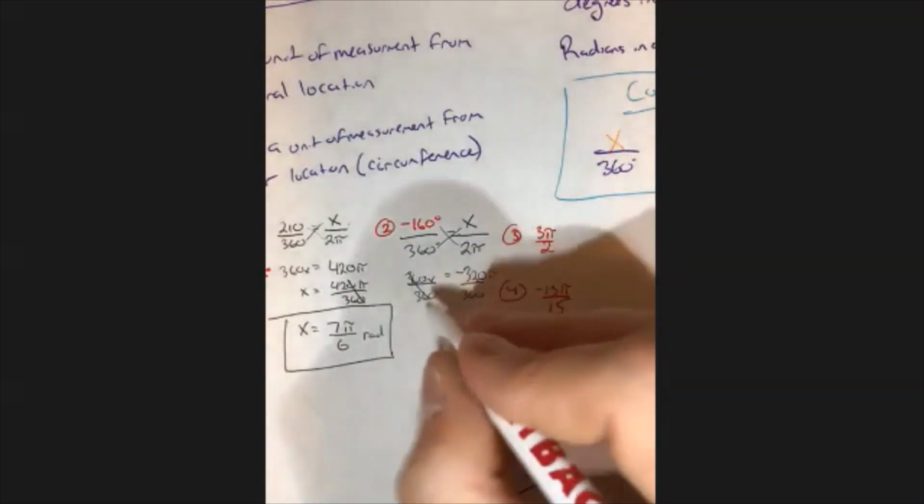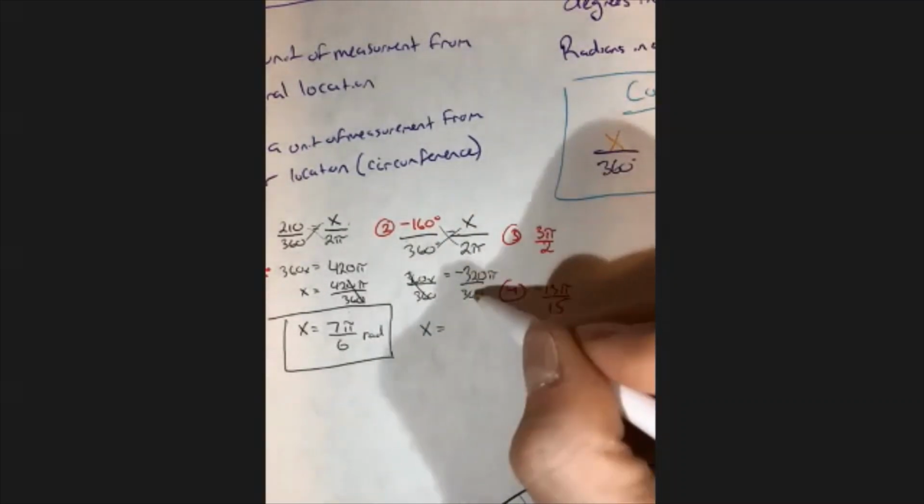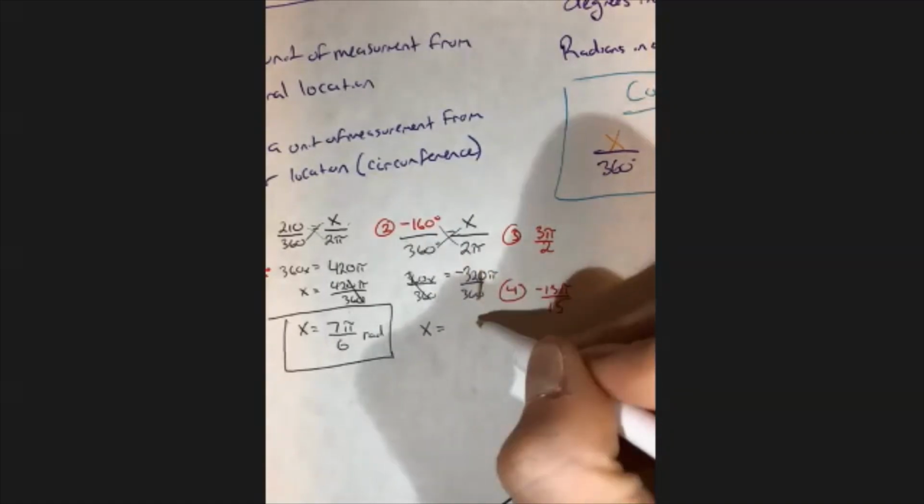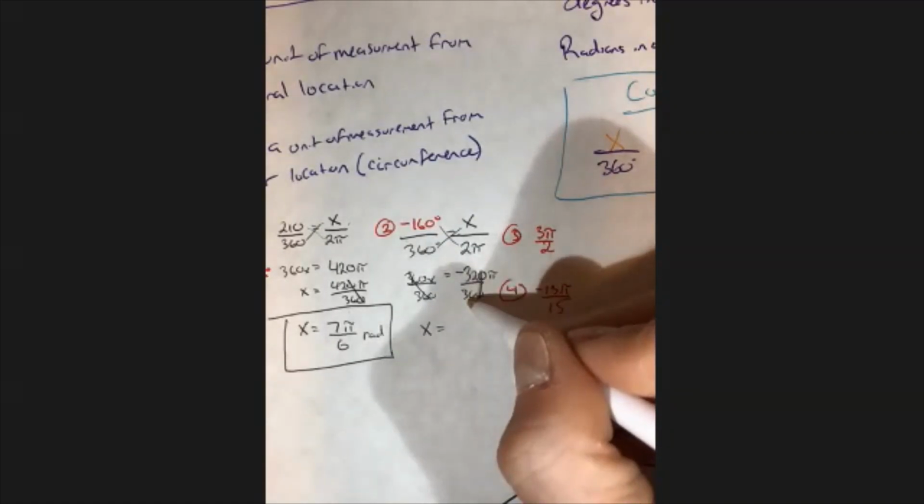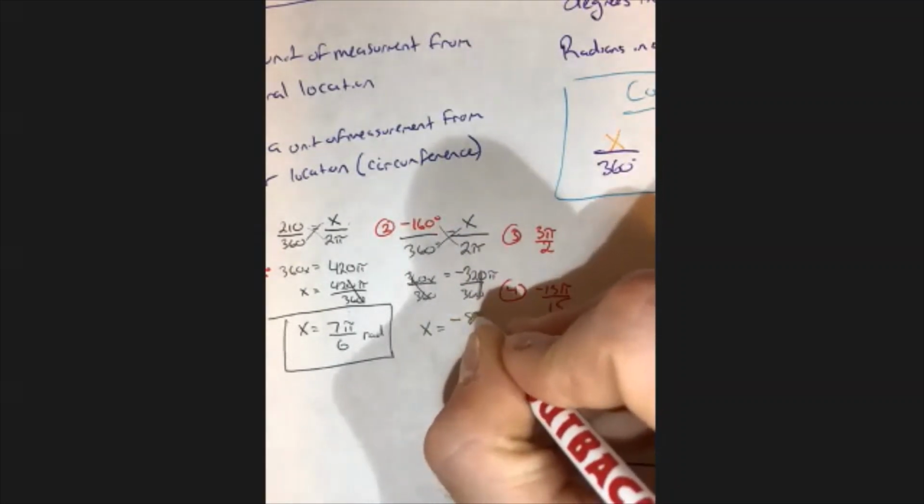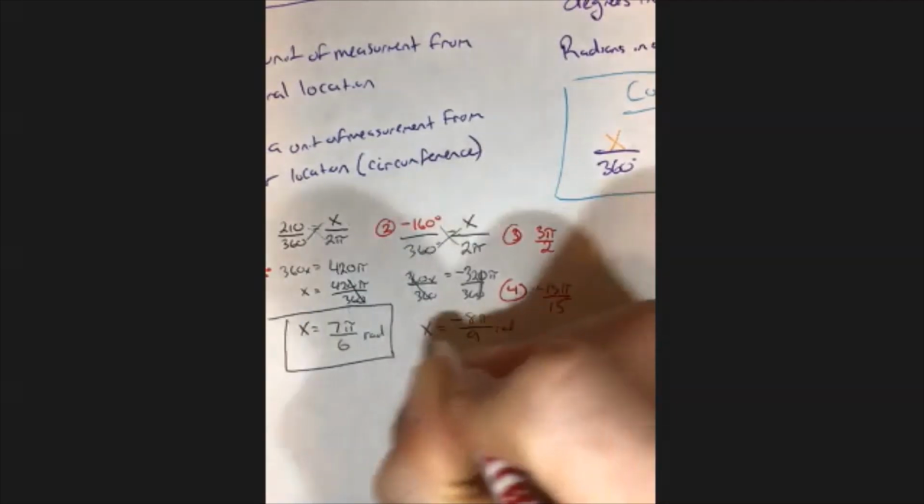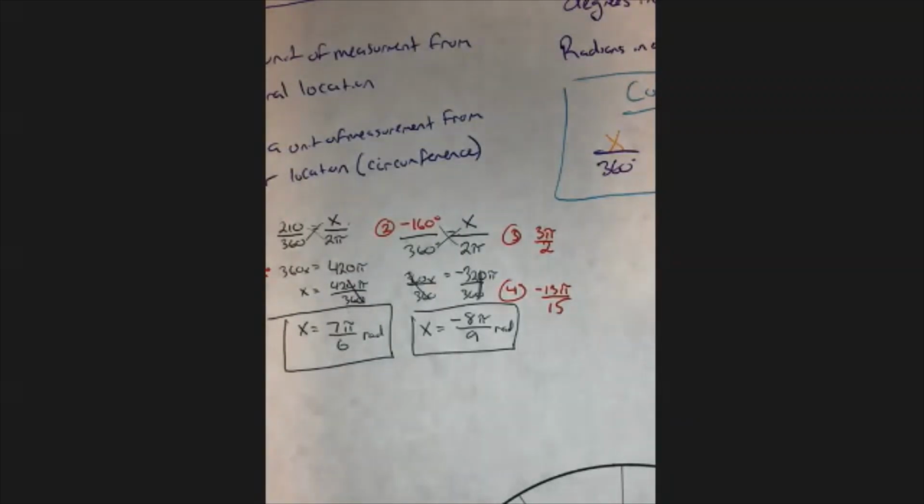Cancels those out. So x is equal to whatever this reduces down to. Negative 320 over 360. The zeros cancel out. 32 and 36, they're both divisible by 4, which is going to give me negative 8 over 9 pi. Boom. So we get that.